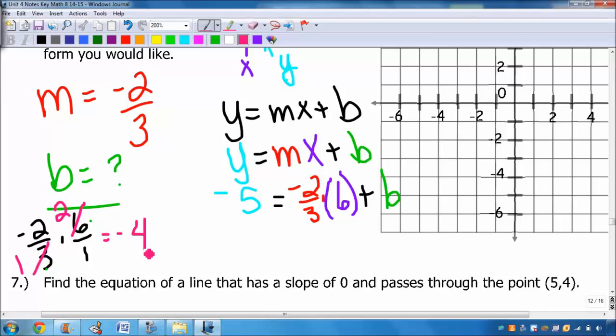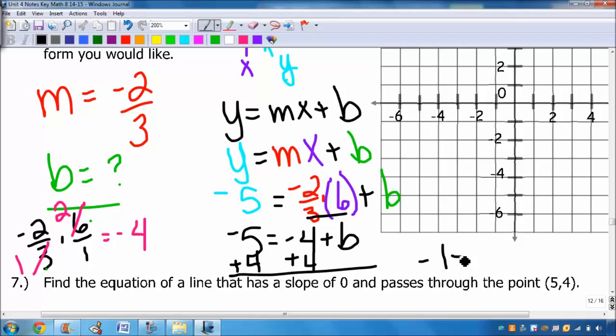Okay, so you end up getting negative 5, right? You just bring it down, equals. This turns into negative 4 plus b. Now all I have to do is add 4 to both sides in order to solve for b. So I'm going to say plus 4 on this side and plus 4 on this side, which means that negative 1 equals b. So b is no longer a mystery.